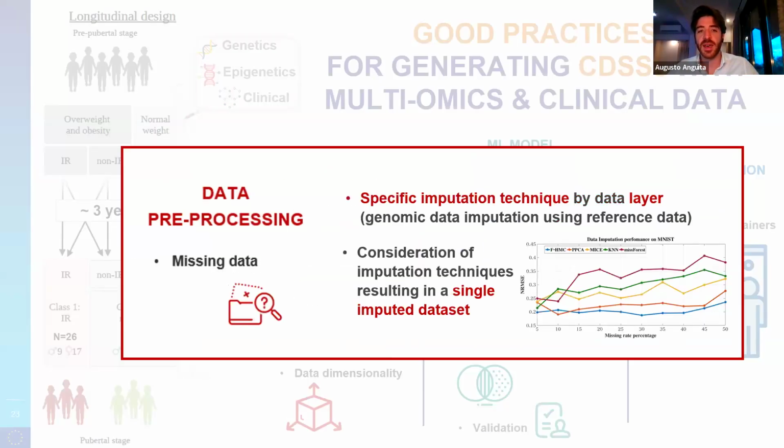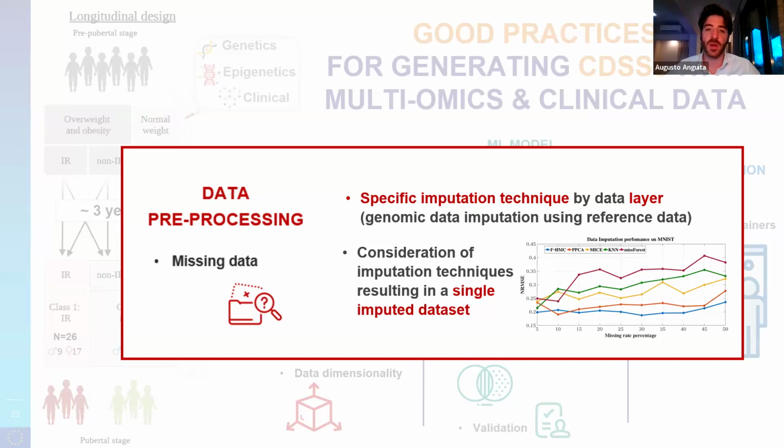Also, about missing data, we will have missing data. This is something that we cannot avoid if we have multiple sources of information. For this step, we recommend, again, using specific imputation techniques by omic layer. Especially here, we performed genomic imputation using reference populations, as is agreed in the field, but we also needed to impute clinical data.